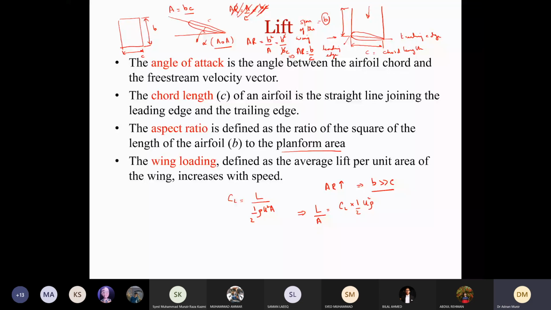Now you can clearly see that L by A is directly proportional to U square. So the wing loading, defined as the average lift per unit area of wing, will increase with the speed. When we increase the speed, the lift force will also increase based on this equation, right? And we already went through this equation.